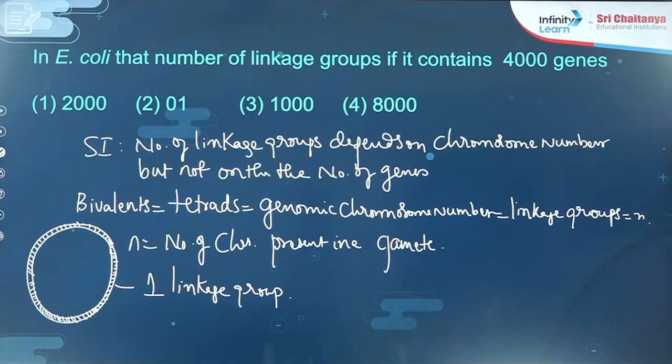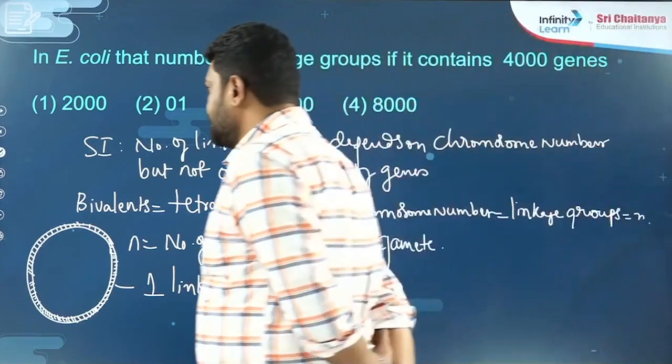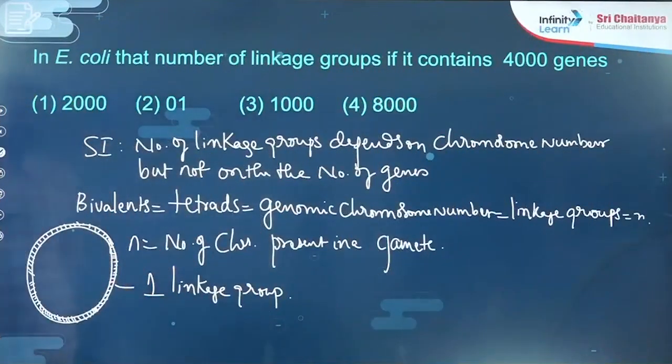Bacteria, but all genes are present on a single circular double stranded DNA. So the number of linkage groups depends on the diploid or haploid chromosome number, but not on the number of genes. Was it clear? Shall we go for the next slide?